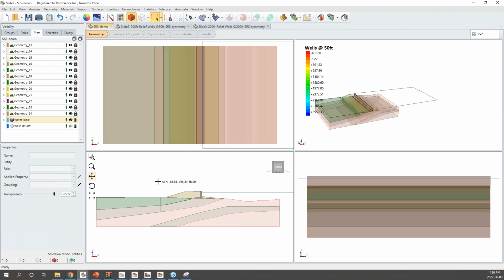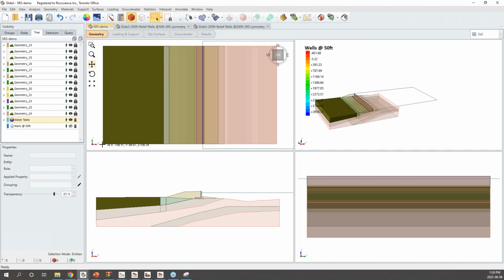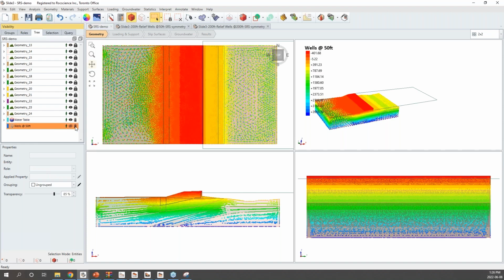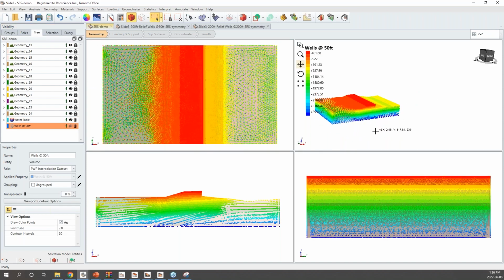The way we did that was by running this model in RS3, running a seepage analysis. RS3 is our 3D finite element program. Then we got the pore pressures and imported them into Slide 3. And we can see them here. These are the pore pressure contours.